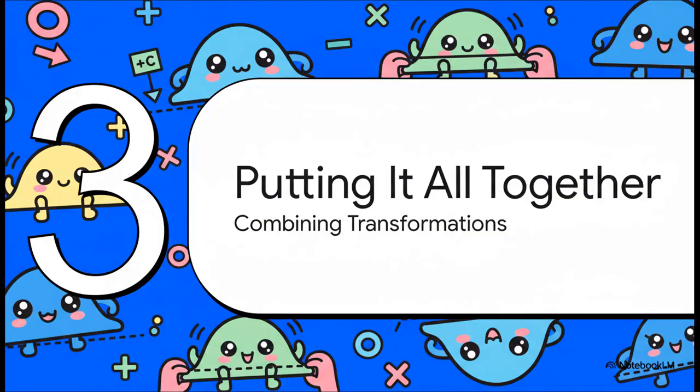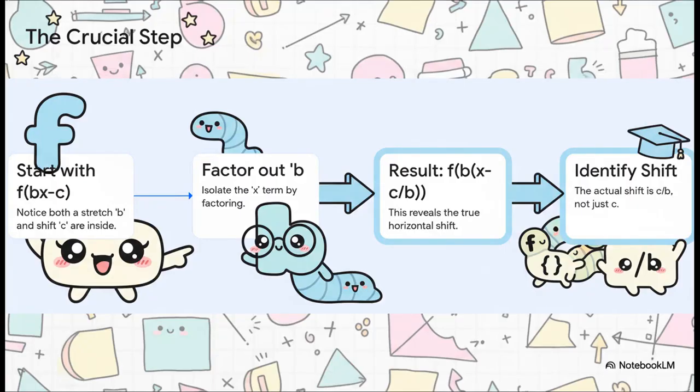So we have our 4 moves, 2 easy ones on the outside, 2 kind of weird ones on the inside. So now for the fun part. What happens when you get a function that's got all of them happening at once? Okay, pay attention, because this right here is the most important trick in the book.